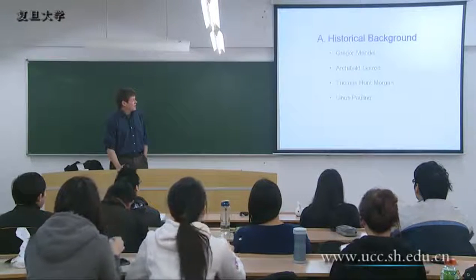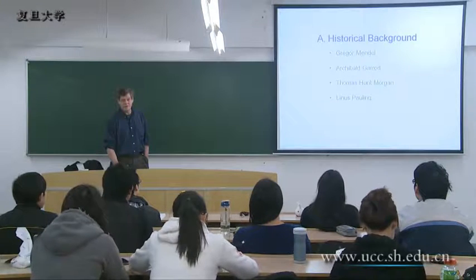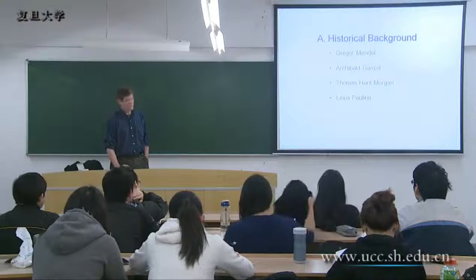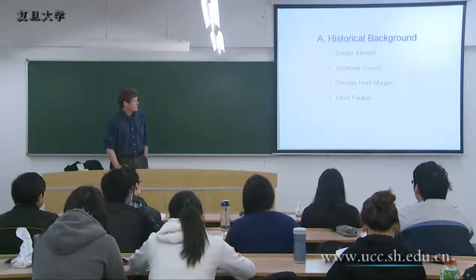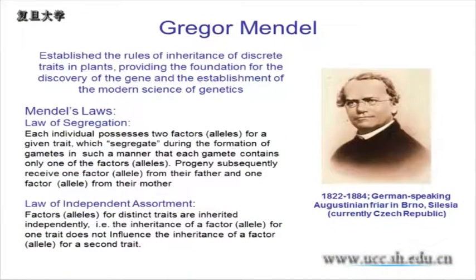Okay. Now, we'll talk about four very important historical figures that really helped create the science of genetics at the beginning of the 20th century. Some of these you've probably heard of before. Okay, so I'm sure everyone knows about Gregor Mendel, who was a German-speaking Augustinian friar living in Silesia, which is now part of the Czech Republic.